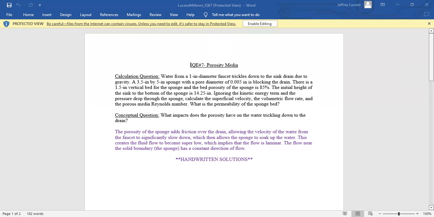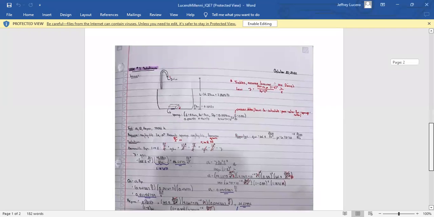For my calculation question, I wrote all the knowns. So we know that the diameter of the faucet is 1 inch. We know that the water is trickling down. The sponge has a length of 3.5 inches, a width of 5 inches, and a porosity diameter of 0.005 inches. I converted all of that into feet. We know that the E for this is 0.85.